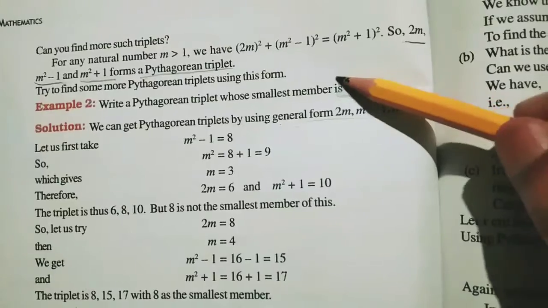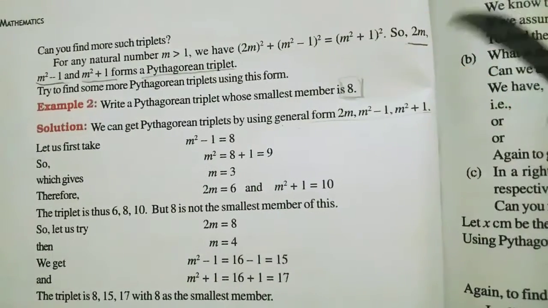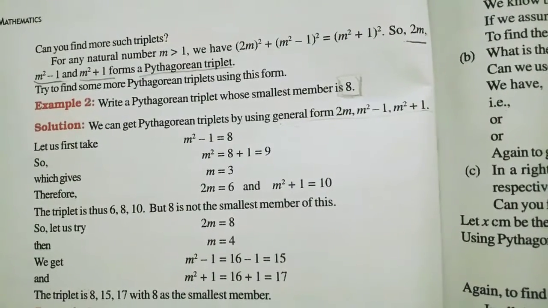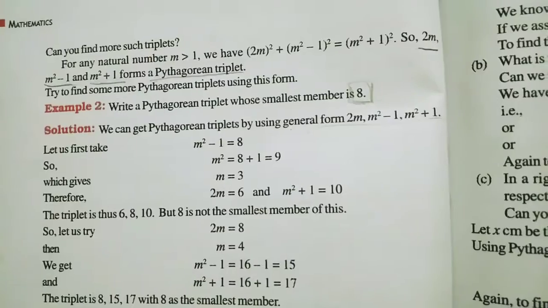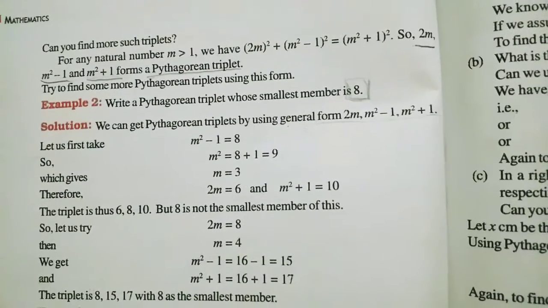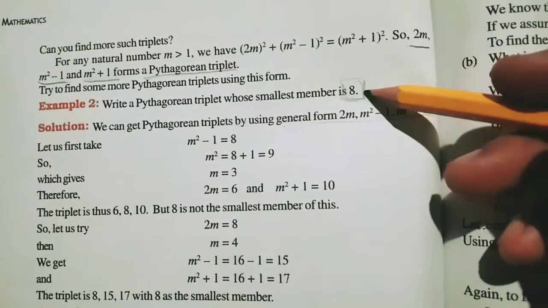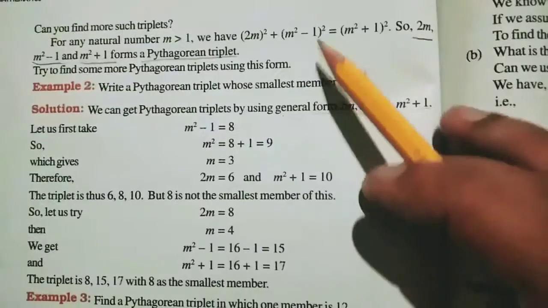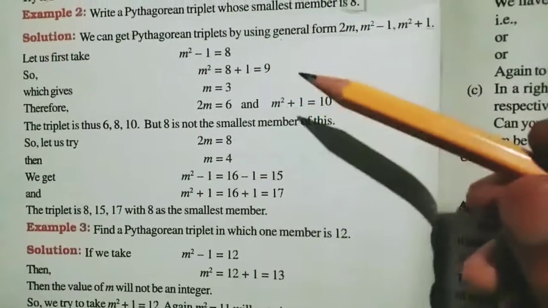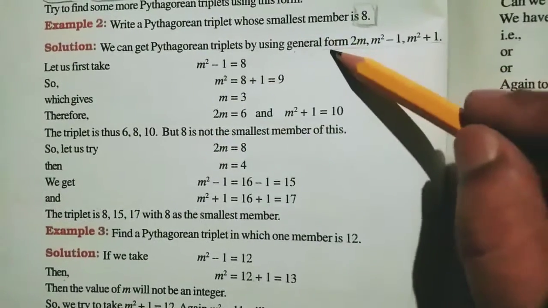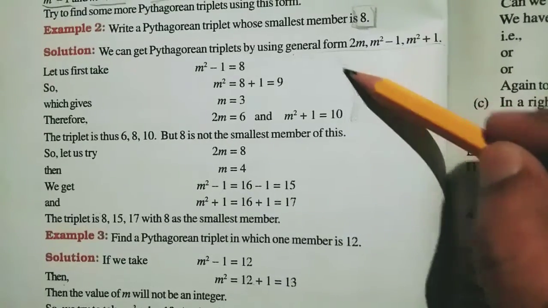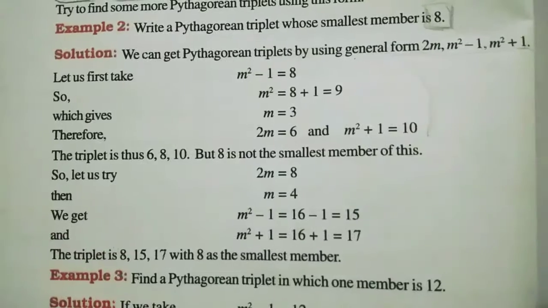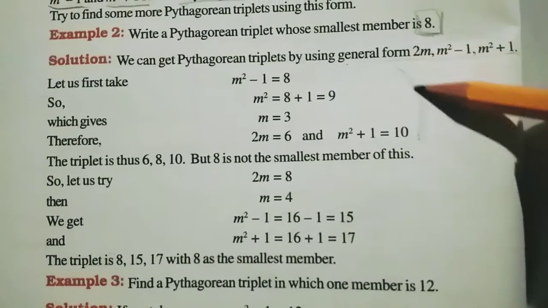So this is the smallest number. Among three numbers, there is one small number, right? All numbers are not equal. So among three numbers, there should be one smallest number, and this is the smallest number given. By the help of this smallest number, you have to find the Pythagorean triplet. That means you have to find the value of m. If you try this way, it will not come. See here, why is this incorrect?